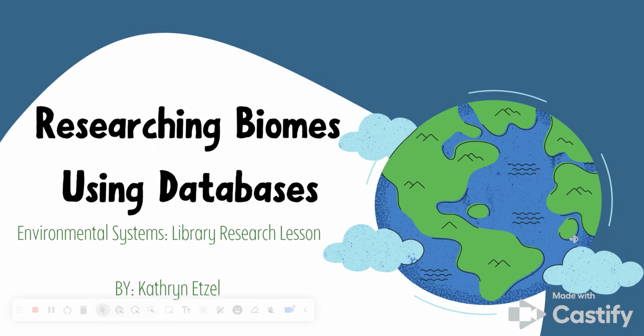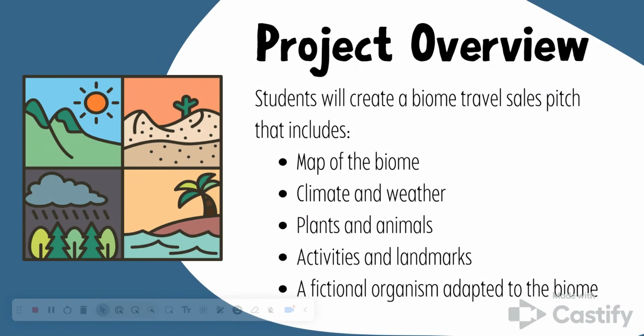According to the project sheet, your pitch must include the following things. Here is the project overview. You should create a biome travel sales pitch that includes a map showing where the biome is located, landmarks or activities tourists could do, a description of the climate and weather, suggested clothing for visitors, descriptions of plants and animals, and 4 images. And even fictional organisms that could live in that biome.